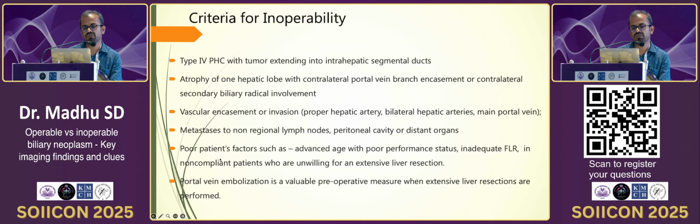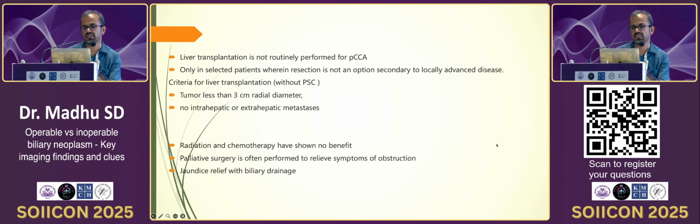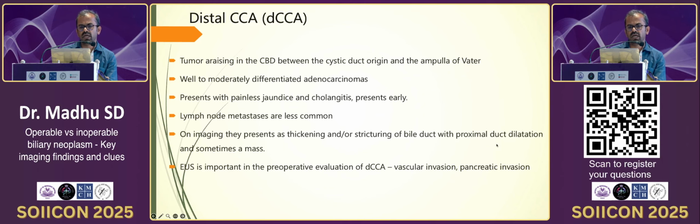From the patient point of view, if the patient's factors are poor, like advanced age with poor performance status, or inadequate FLR, these are the other indications where the tumor is inoperable. Coming to the distal cholangiocarcinoma, it is the one which is arising behind the cystic duct. They are usually well differentiated adenocarcinomas, presenting with painless jaundice and cholangitis. They usually present early and carry a better prognosis compared to other groups of cholangiocarcinoma.